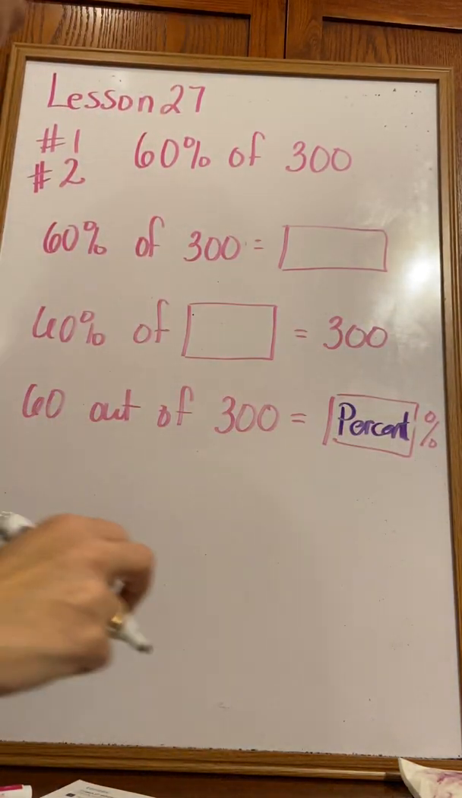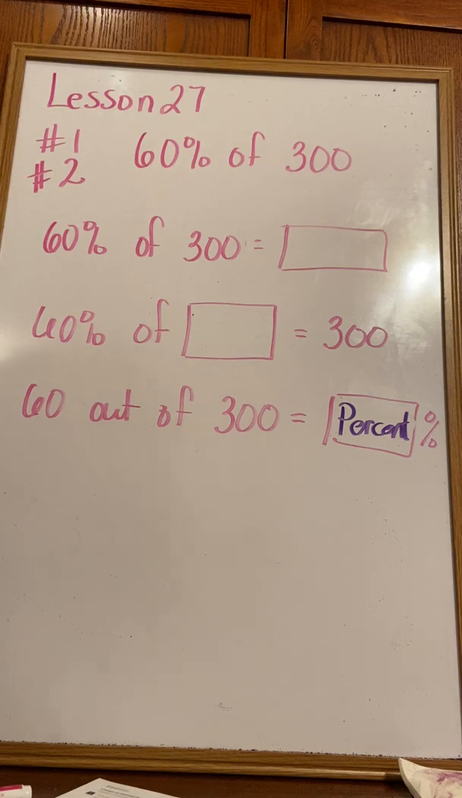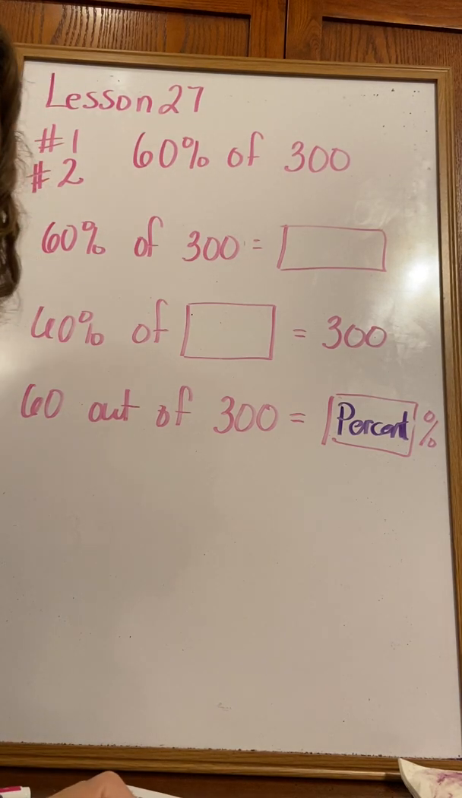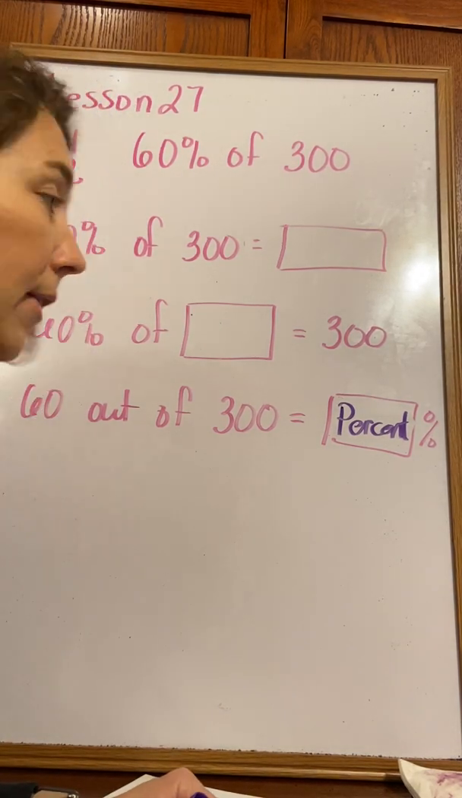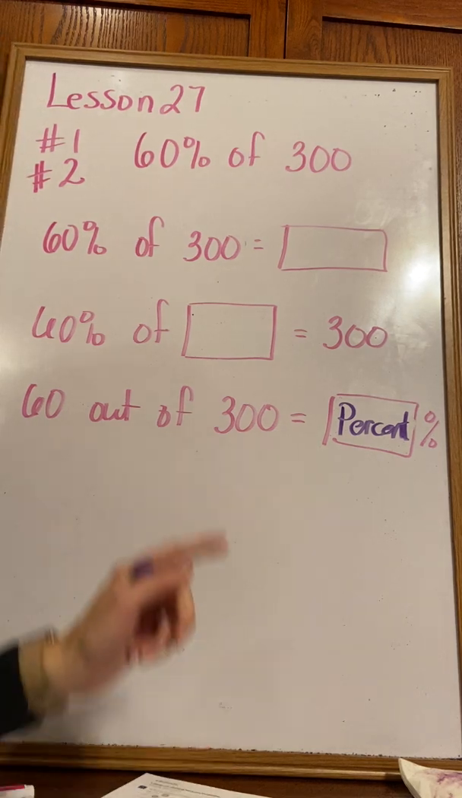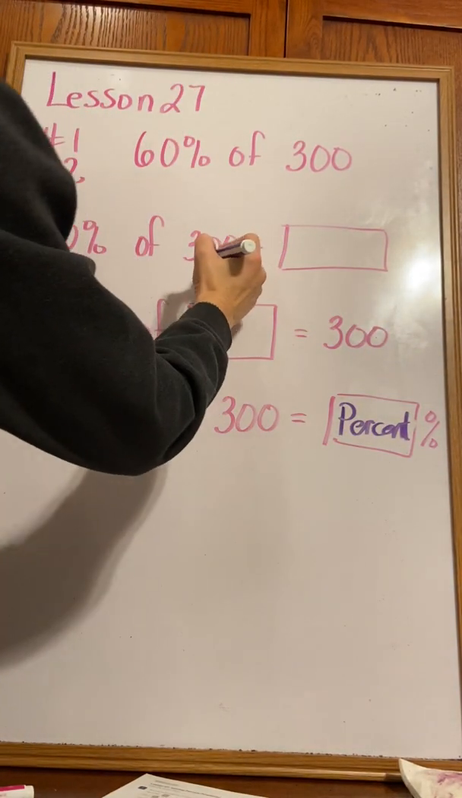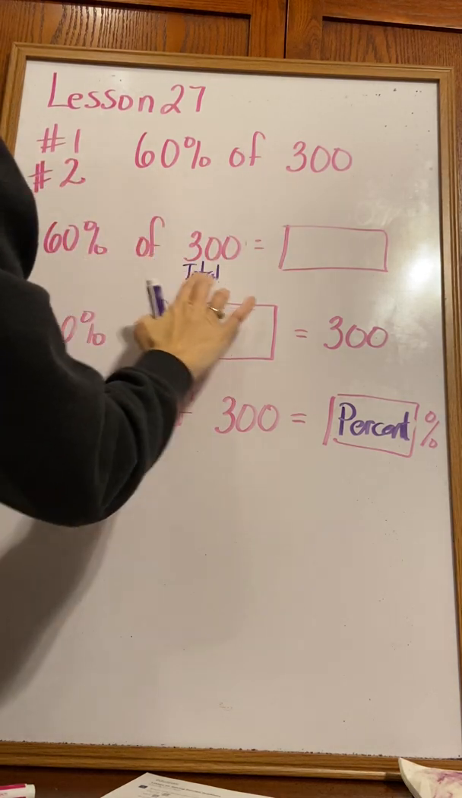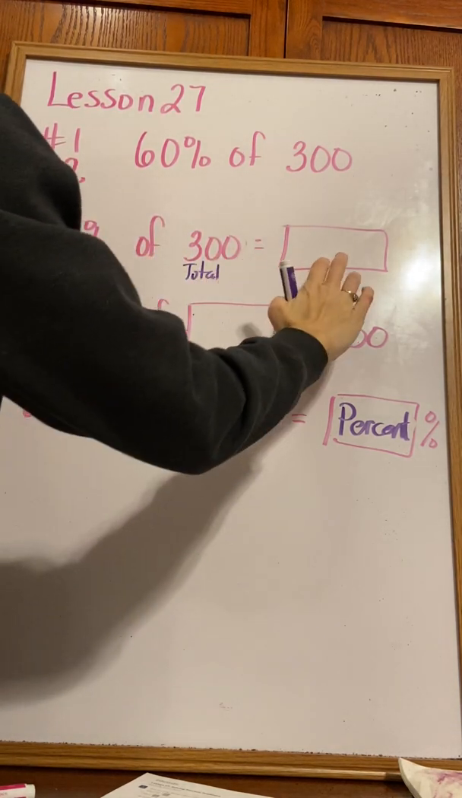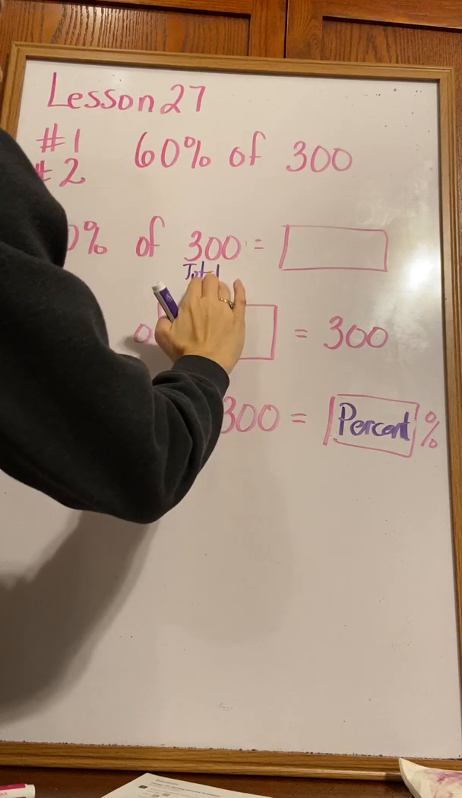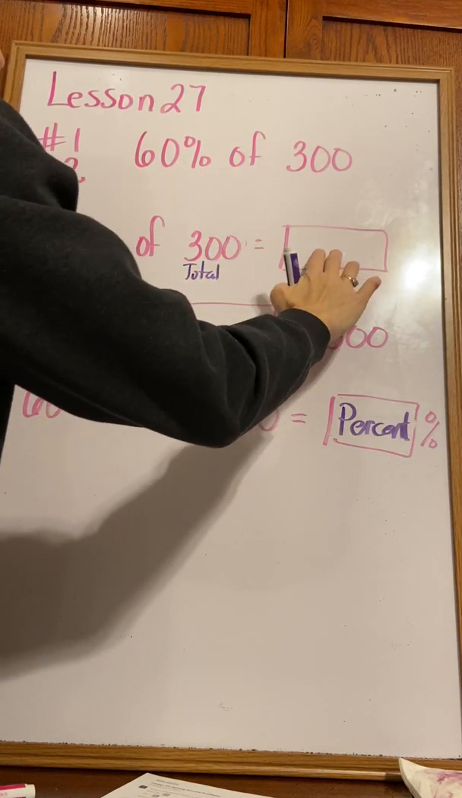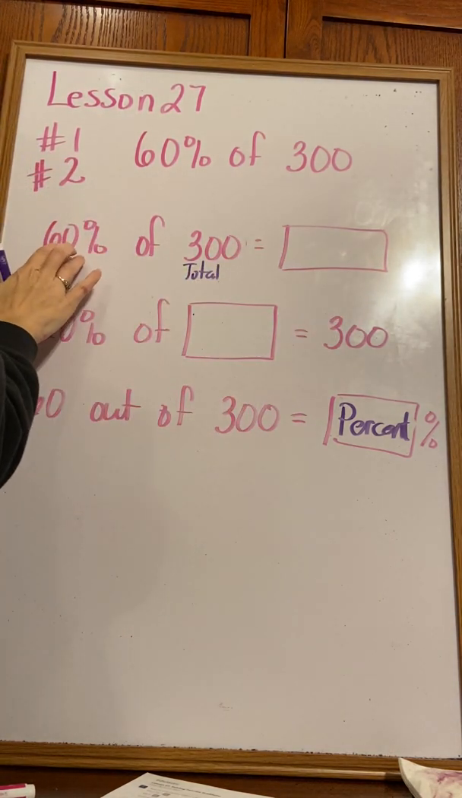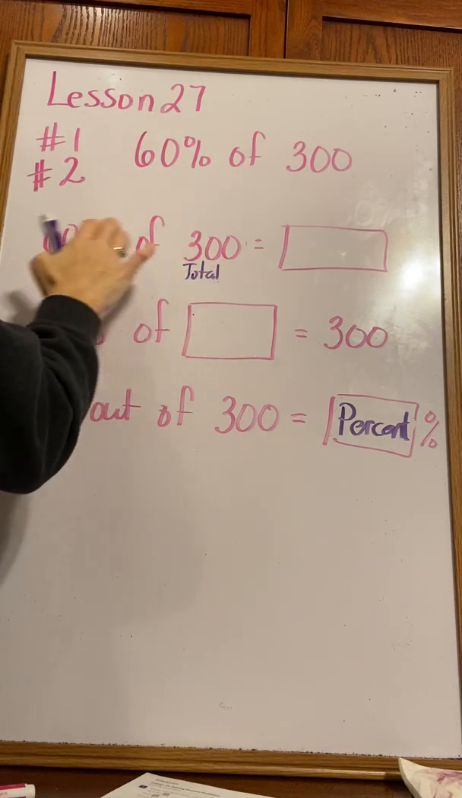Now, whenever you have the word of, that is usually the total. Like 60% of 300, this is going to be the total here, which means 60% of this total is only going to be a part of this amount. This is not going to be 300. This is actually going to be less than 300. It's only 60%.